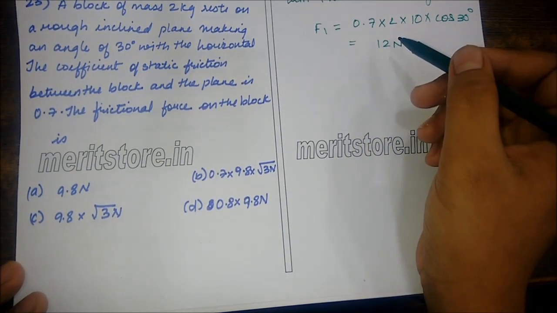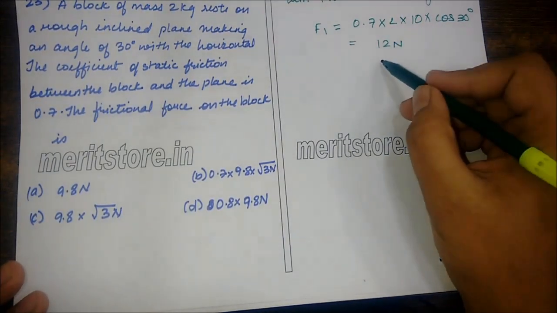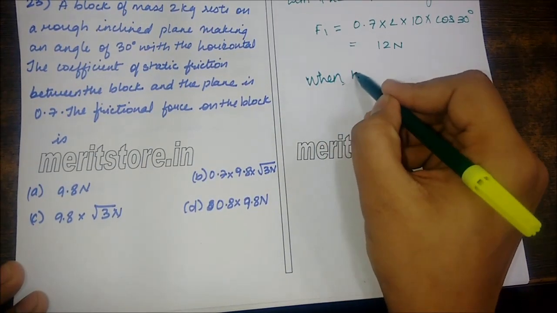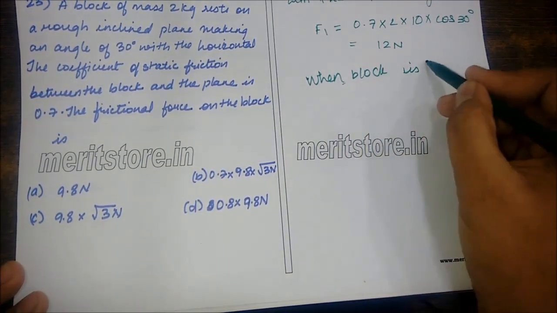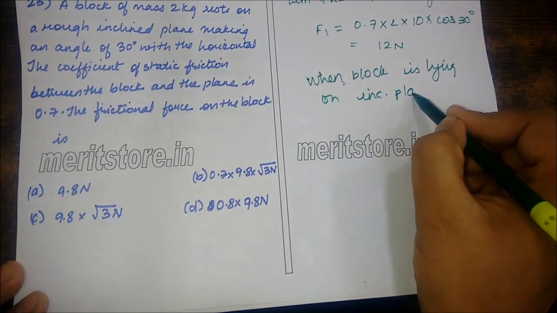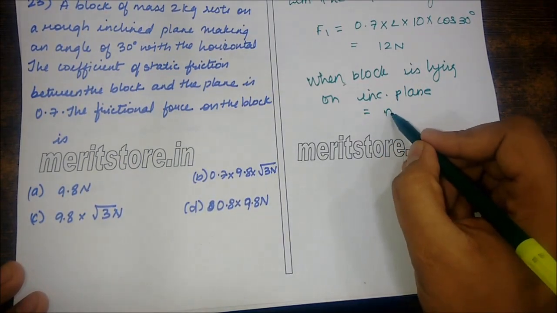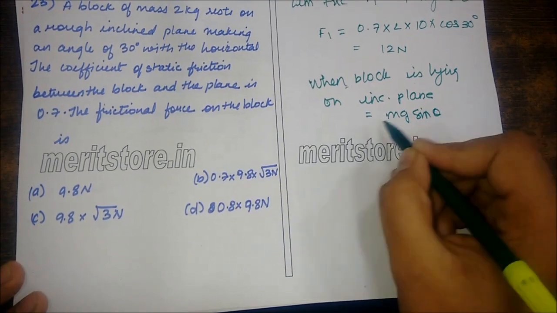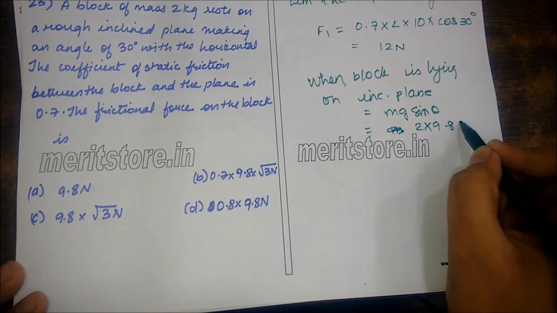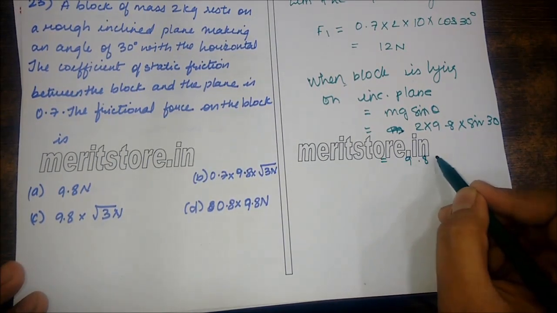But when the block is lying on the inclined plane, the component of weight down the plane is equal to mg sin theta, which is equal to 2 into 9.8 into sin 30, which is equal to 9.8 Newton.